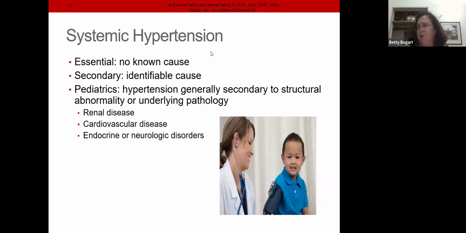We didn't check blood pressures on young kids for a long time. Now we're checking them on smaller and smaller kids. We're finding they're walking around with high blood pressure at earlier ages.